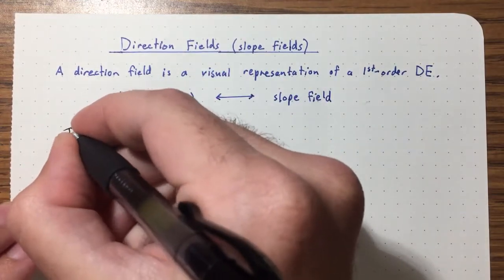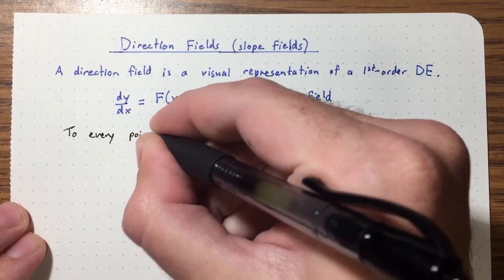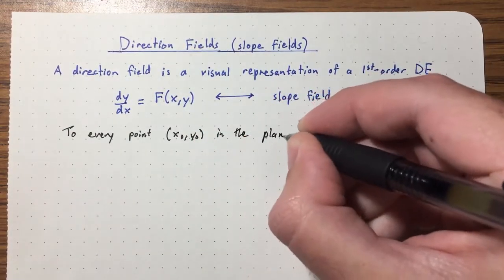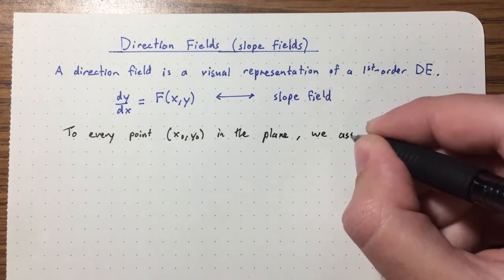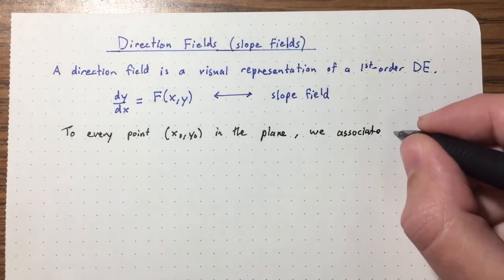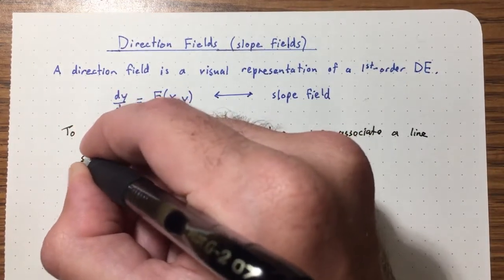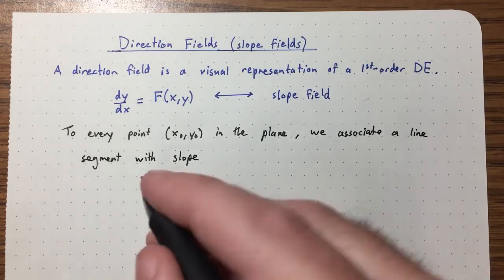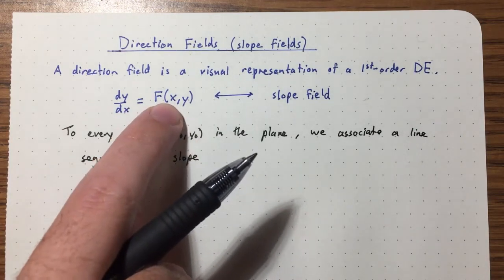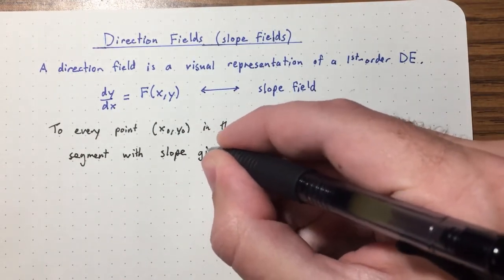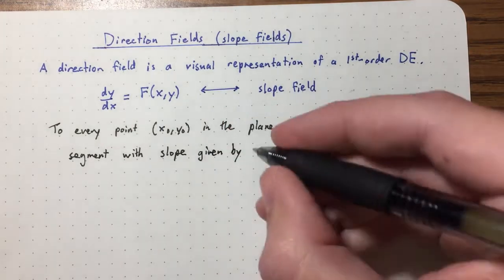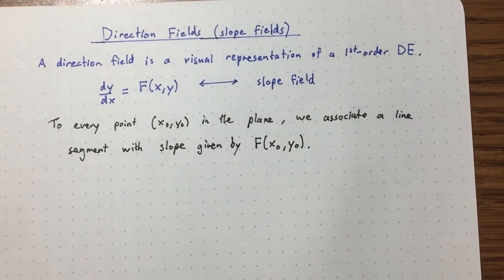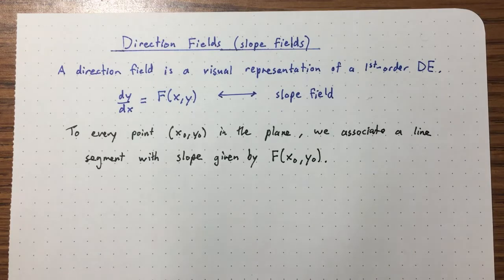Well, so we have the xy plane, and basically to every point, let's say the coordinates are x0, y0. So to every point in the plane, we associate a line segment with a particular slope. And that slope is actually going to be given by this function right here. So we're associating a line segment with slope given by the right-hand side of the differential equation, so given by f of x0, y0. And that's what a direction field is, or a slope field. The best way to understand this is to look at a few examples.